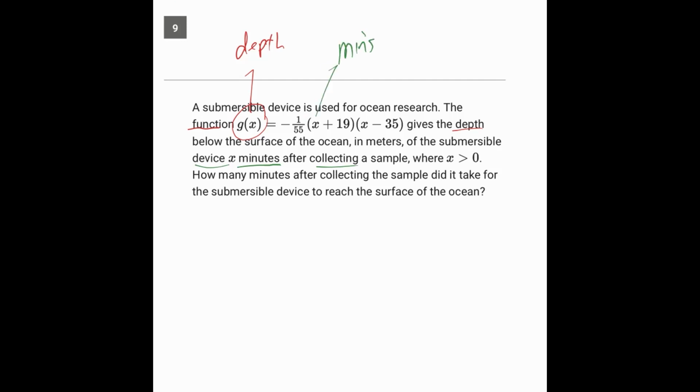Now, what are we being asked? We're being asked, how many minutes does it take for this thing to reach the surface? Well, reaching the surface, that's the idea that the depth is 0. And the depth is this part of the graph. So we'll simply start by setting everything equal to 0.